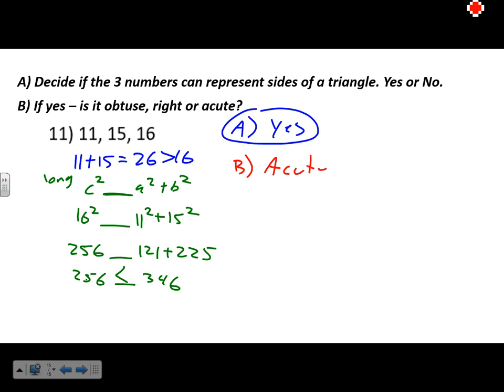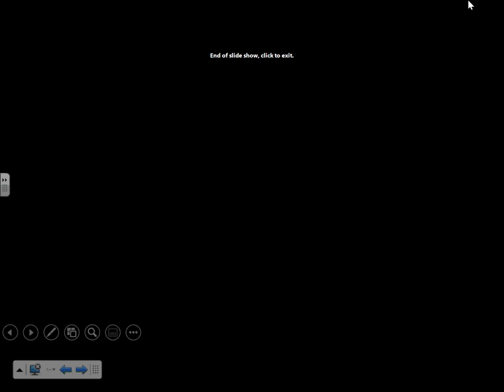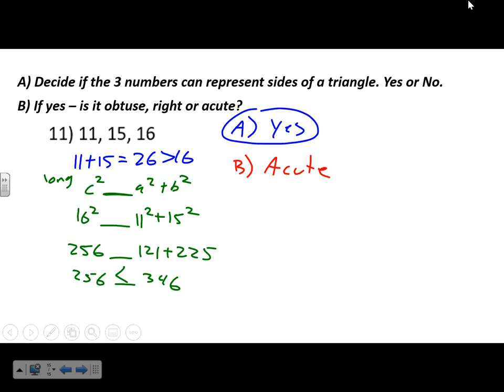When you square the longer side, if it's smaller than the other two sides squared and added together, it's got to be acute. And I didn't have one, but again, obviously, if you got done with this and you ended up with like 256 and 256, if they're equal to each other, then they are a right triangle. So that's that example.